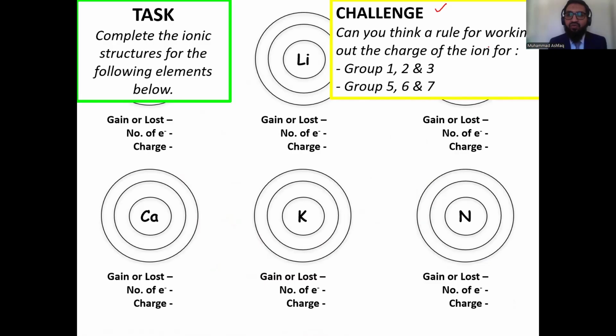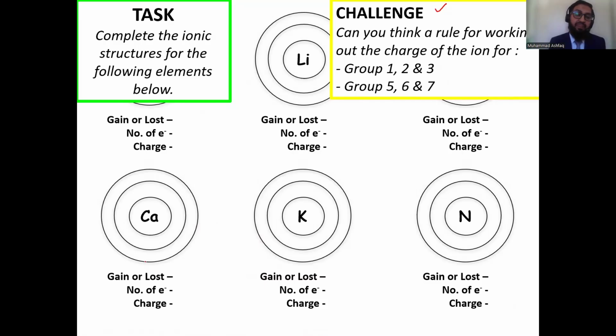Can you think of a rule for working out the charge of the ion for groups 1, 2, and 3, and groups 4, 5, and 6? How can you give them? You can take any element, for example, calcium. So what is going on here?